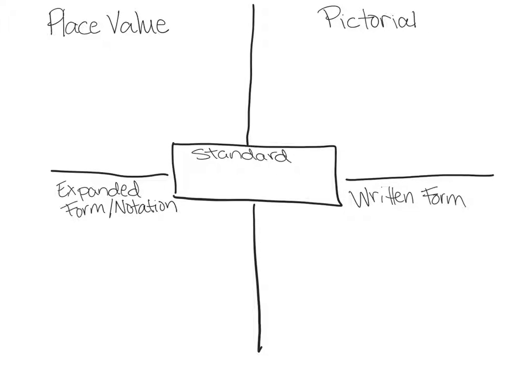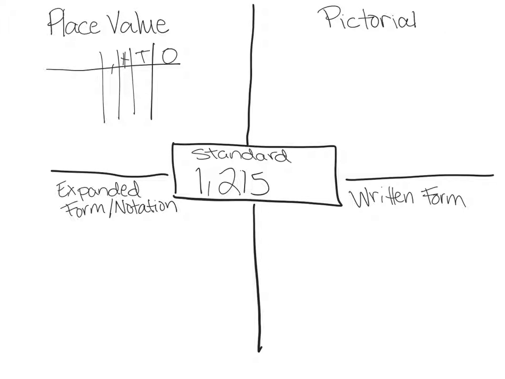Let's do the number 1,215. Okay, so let's do our place value chart. We're going to start again, drawing it out. We have ones, tens, hundreds, and then we go to the thousands. All right, again, we're going to work our way backwards to forward. So I have 5, 1, 2, and a 1.